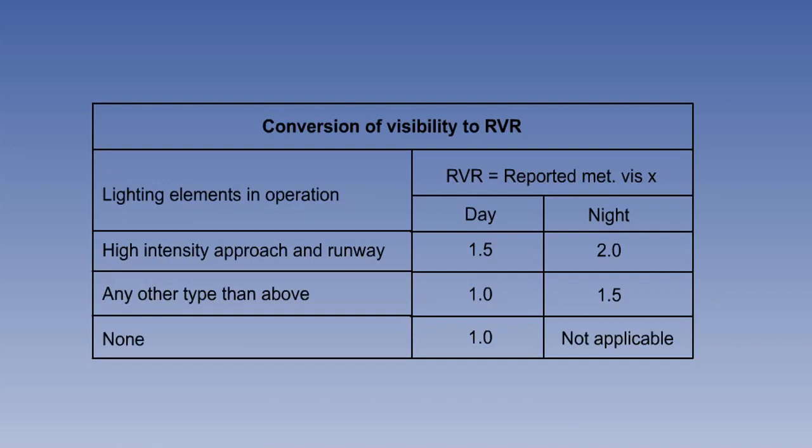If RVR is not available, values may be derived by converting the reported meteorological visibility by using the table displayed on screen. To convert visibility to RVR, take the reported meteorological visibility and multiply it by the factor shown. This table can be found in the operations manual.